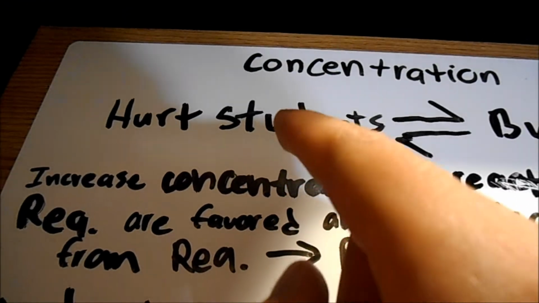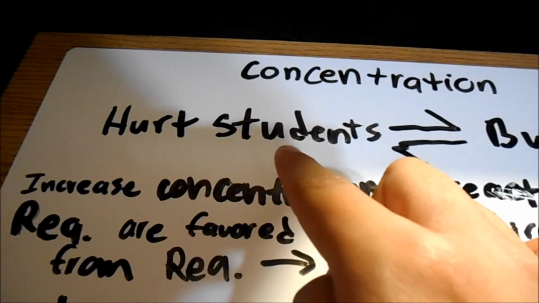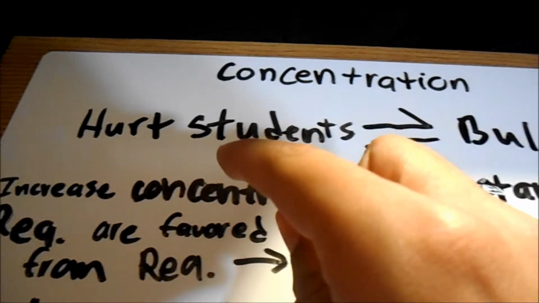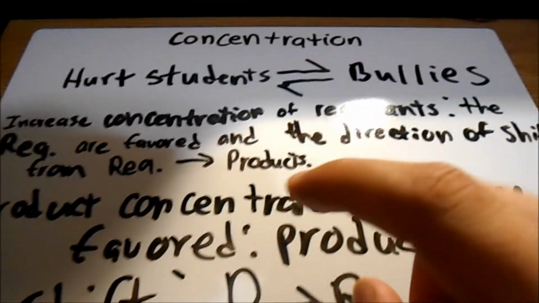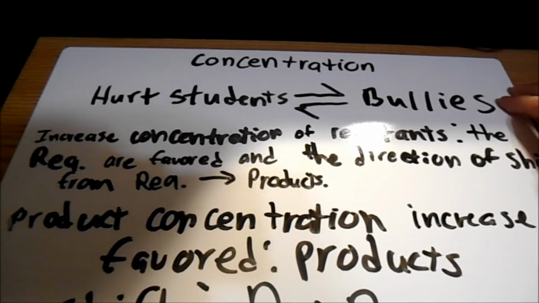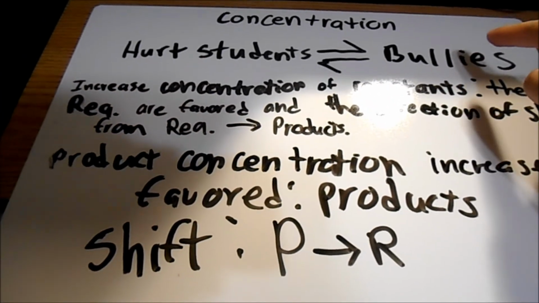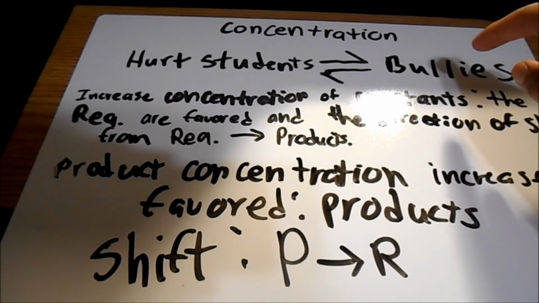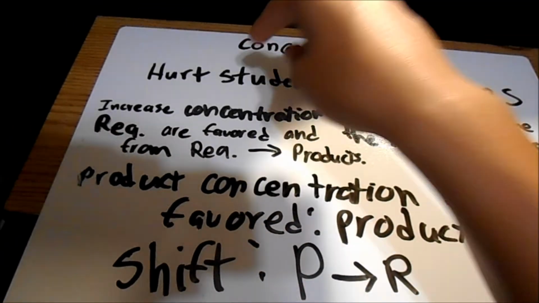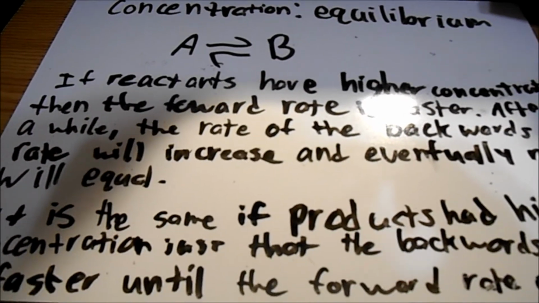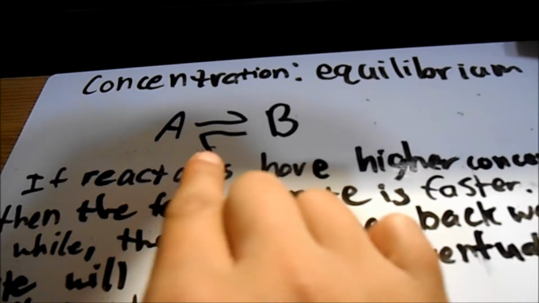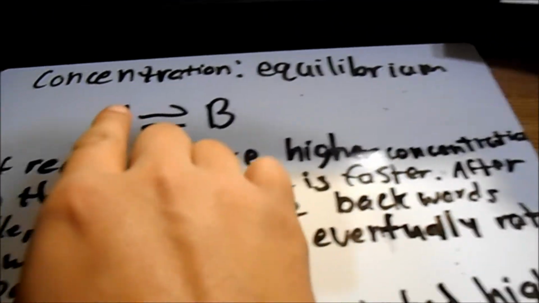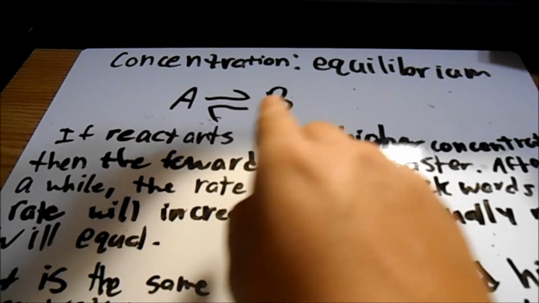If I were to increase the concentration of hurt students, then the rate of getting bullies will be faster than bullies turning into hurt students. If I were to increase the concentration of the products, then the products are favored and the shift is from P to R. After changing concentration, how does equilibrium reestablish? Well, if the reactants have a higher concentration, then the forward rate is faster than the backwards rate.